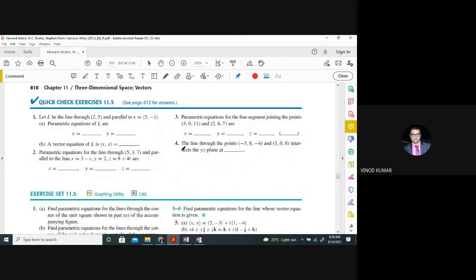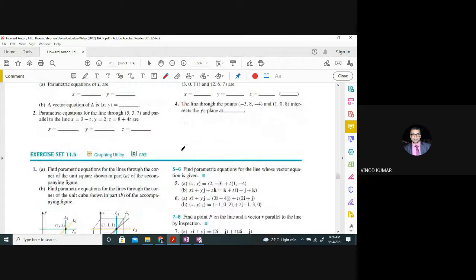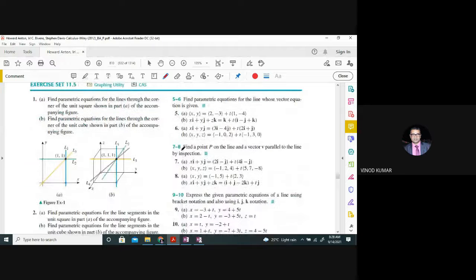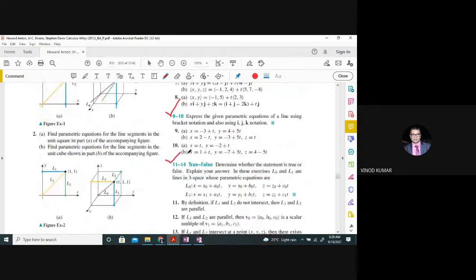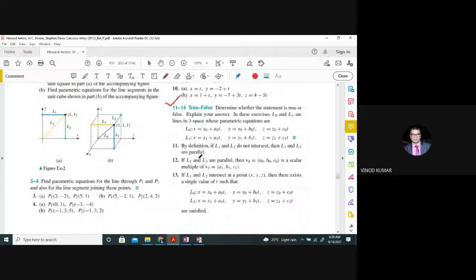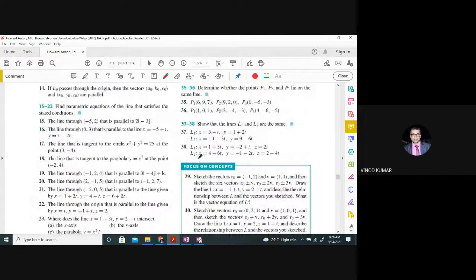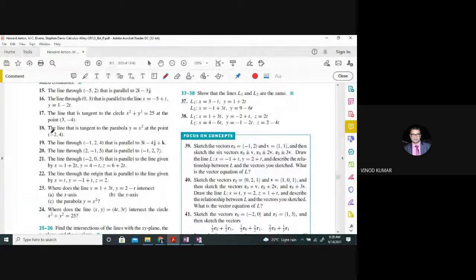You see this exercise. You try question numbers 5, 6, 9, 10, 11, 14, 19, 20, 21, 22, and 37 to 38.